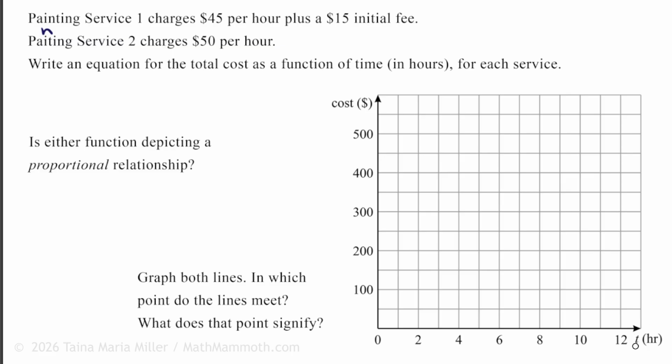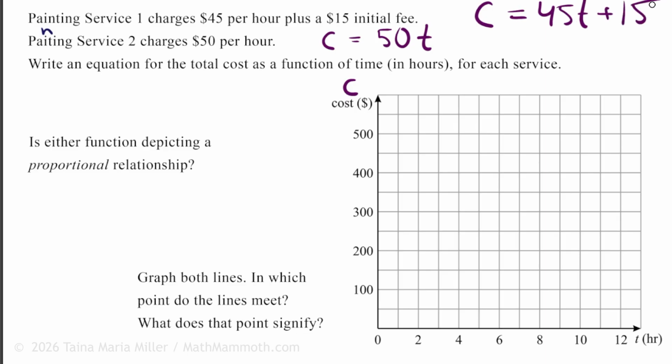And notice that the grid has t here, time axis in hours, and then cost axis here. So this makes it natural that we would use c for cost and t for time as the two letters for the two variables, cost and time. Painting Service 2 charges $50 per hour, so the cost is 50 times t, 50 times the time in hours. And then for the first service, we have cost equals 45 times the number of hours plus 15.